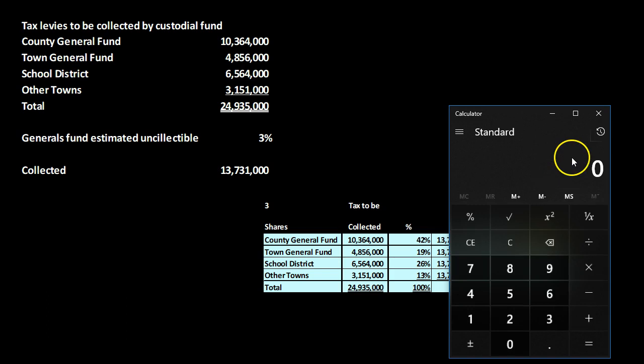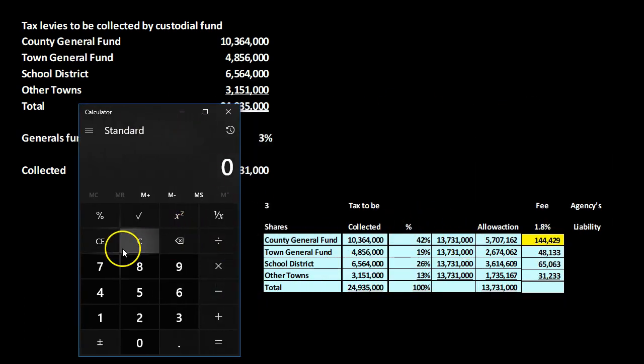Therefore, the other three locations will charge the fee, so we could say it's going to be the 2,674,062 times 0.018, and that's going to be the 48,133 about, and so on and so forth. We take the 3,614,609 times the 0.018, and once again we get the 65,063 about. And then if we were to add these three up, we're going to say that the 48,133 plus the 65,063 plus the 31,233, that adds up to the 144,429.